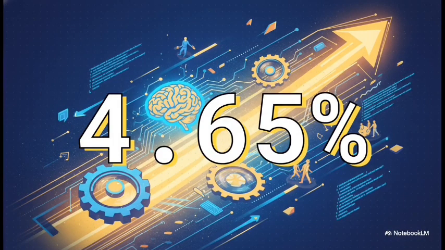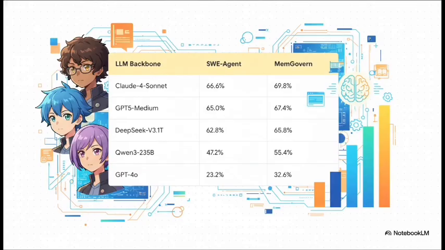Now, I know what you might be thinking, 4.65%? But in the world of AI performance benchmarks, that is a massive leap forward. And this chart really shows it wasn't just a fluke. Just look at that consistent improvement across a whole range of different AI models. It doesn't matter if it's a top-tier model like GPT-4 or a smaller one, MemGovern provides a significant boost to all of them. It effectively raises the IQ of any coding agent you pair it with.